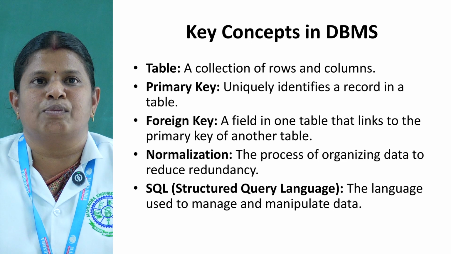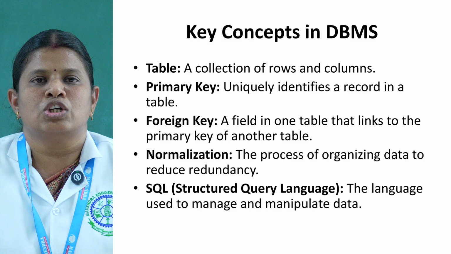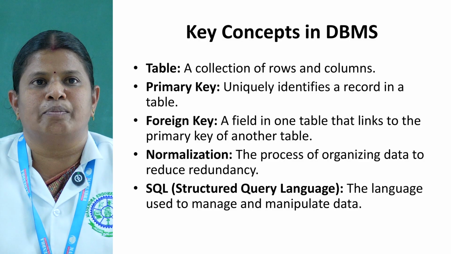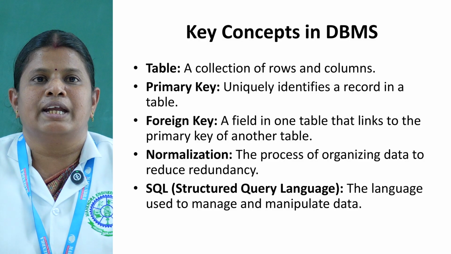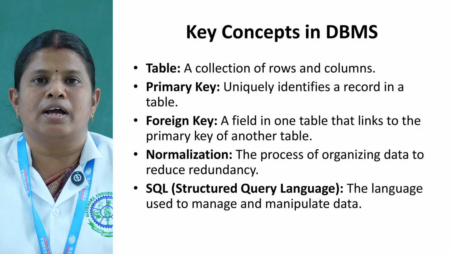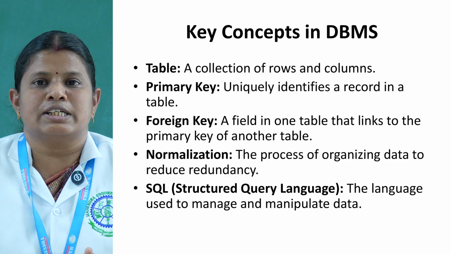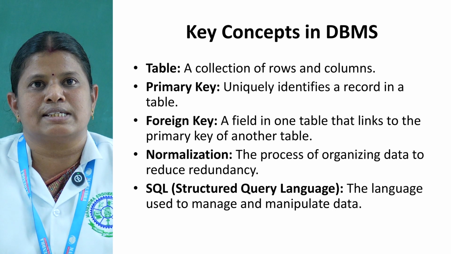Key concepts in this RDBMS: tables are a collection of rows and columns. A primary key uniquely identifies a record in a table. For example, in the student table, student ID is the primary key. Next is the foreign key, a field in one table that links to the primary key of another table. Next is normalization, the process of organizing data to reduce redundancy. Next is SQL, structured query language. This is used to manage the data in the database.